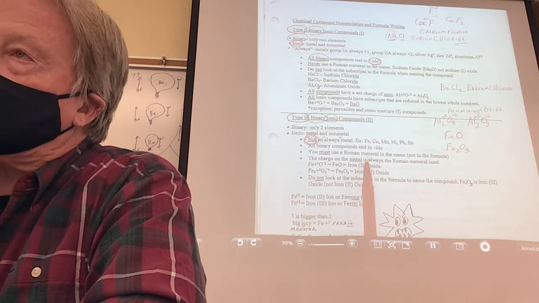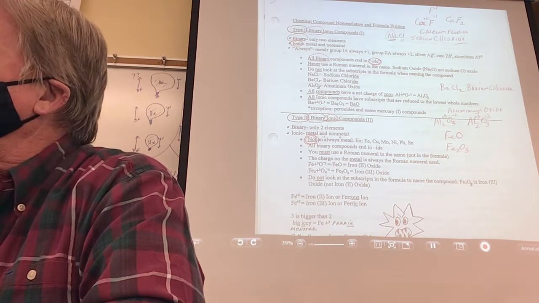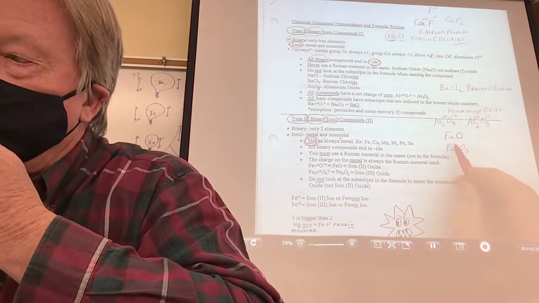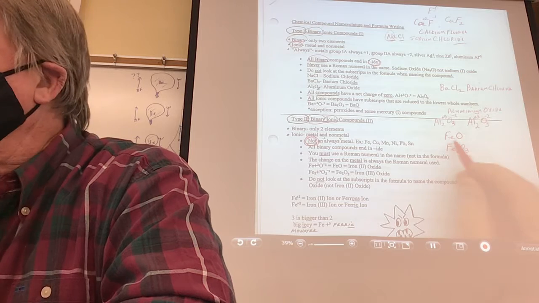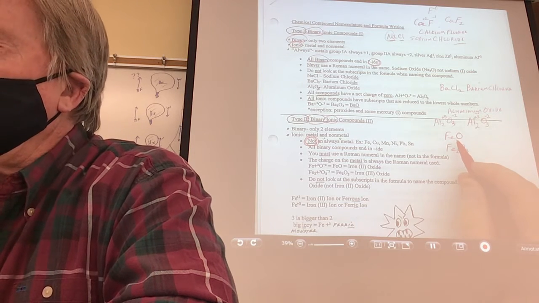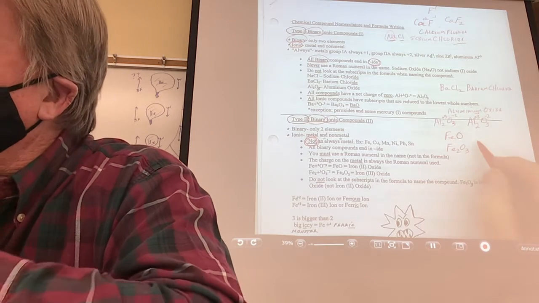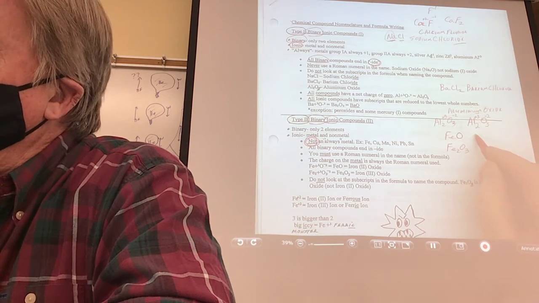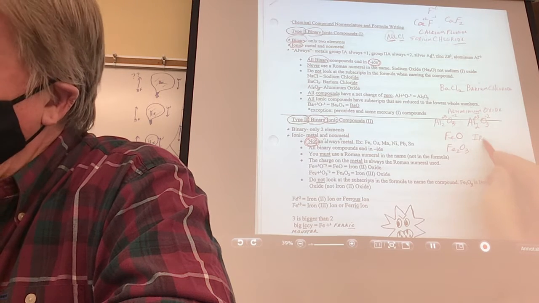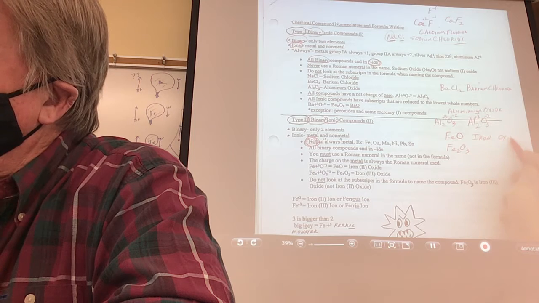But type 2 is exactly like type 1, except I have to spend just a little bit more time with it. So let's take a look at this. Ready? What would you call this? Let's see. What would you call this if it was a type 1? You would call it iron oxide. Right. So I'm gonna leave a little space here, but I'm gonna call it iron oxide.